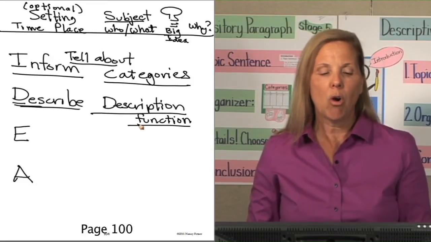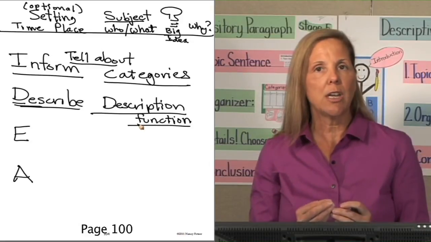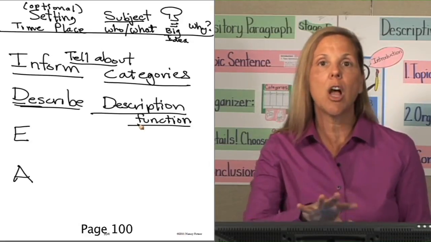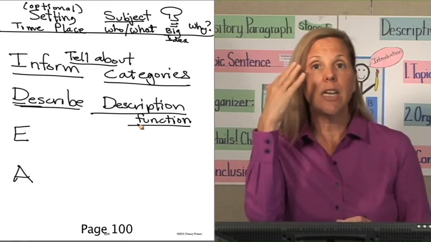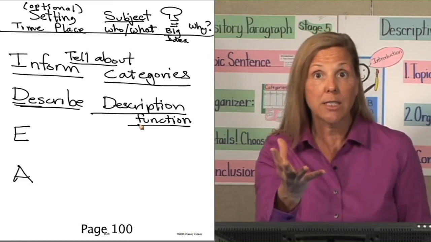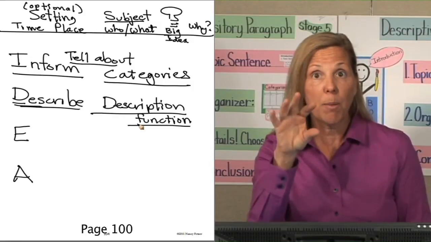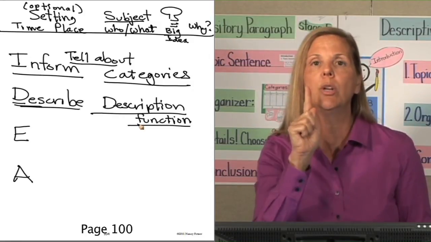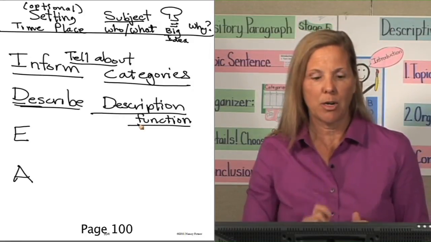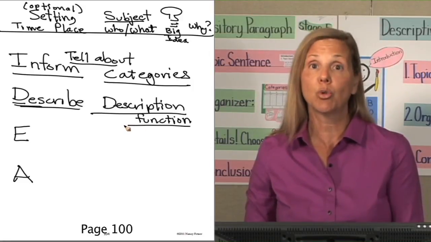So when you are deciding on a description, it's because your reader needs to know about the subject. They need to be able to visualize the subject, have a complete description of that subject, all its parts, but also include the function of those parts. And you truly have a description.